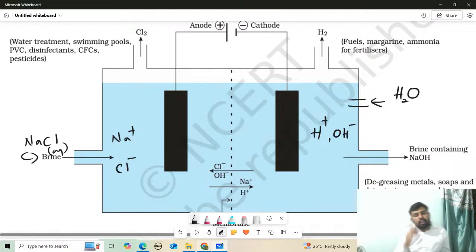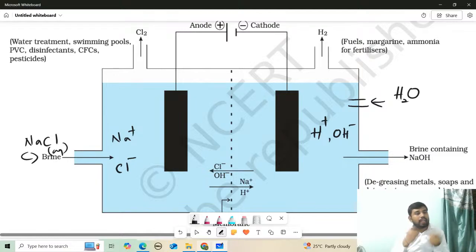From this side, we are sending brine, which is saturated aqueous NaCl. From the left side of the chamber we are sending it towards an electrolytic cell, or electrolysis cell. In that cell, from the left side, we send brine solution, meaning aqueous NaCl, which contains Na plus ions and Cl minus ions. Remember, saturated means the maximum amount of salt is dissolved in that solution.